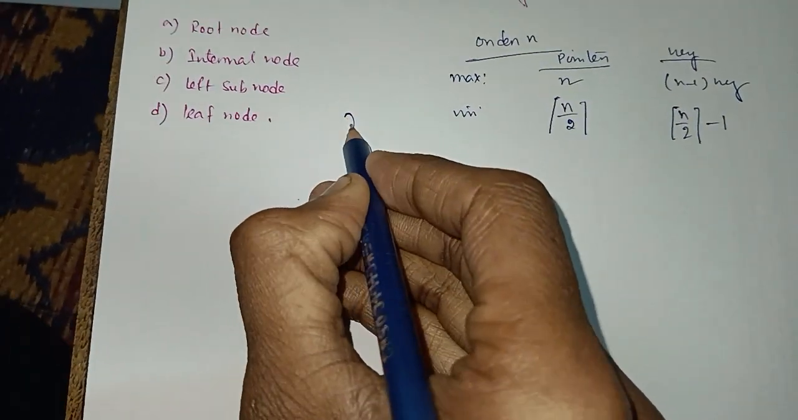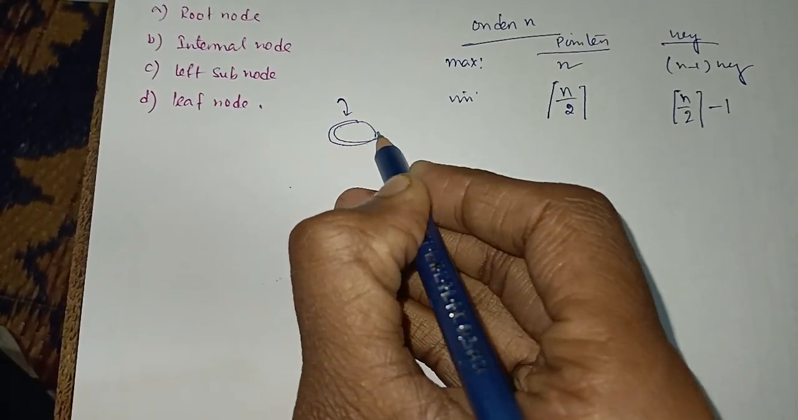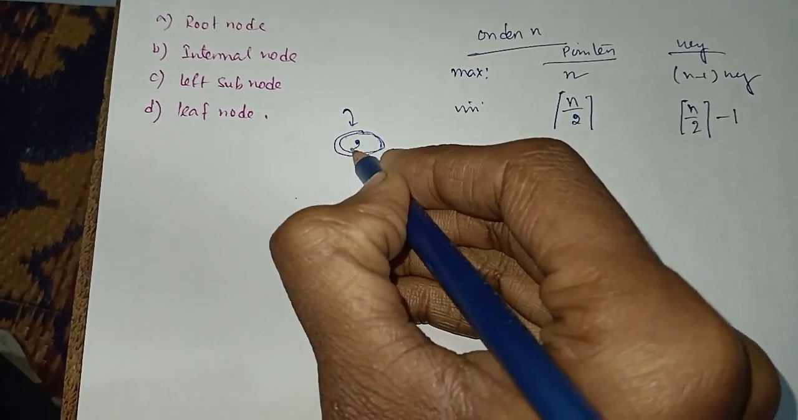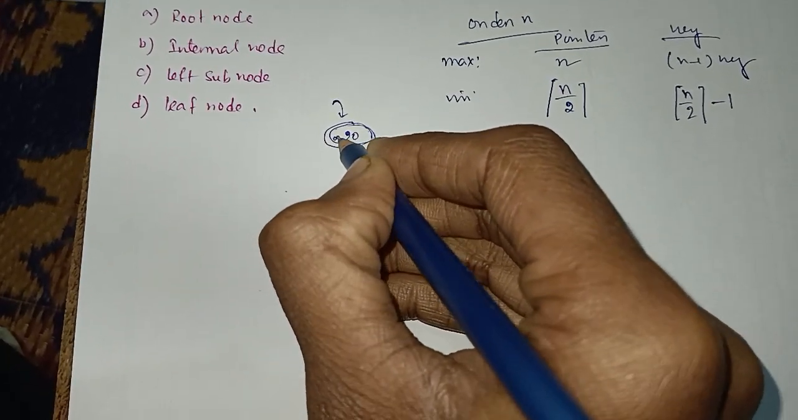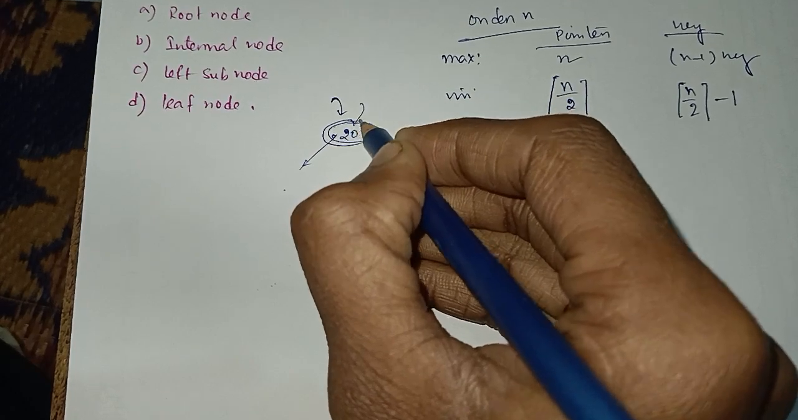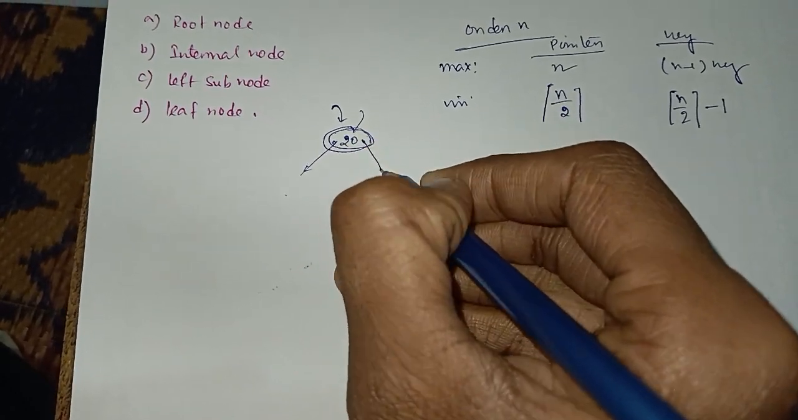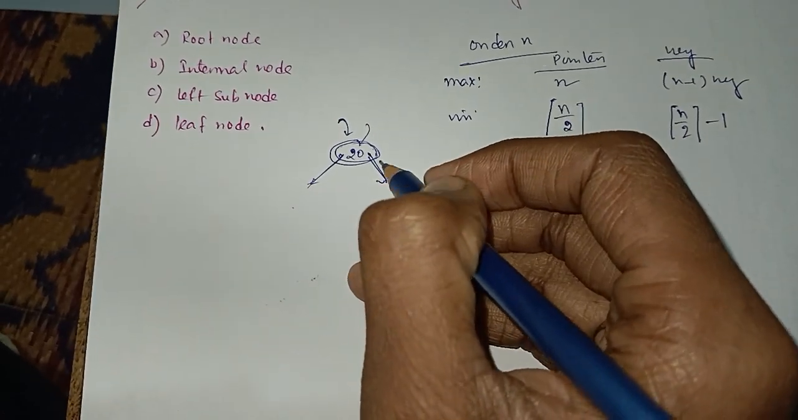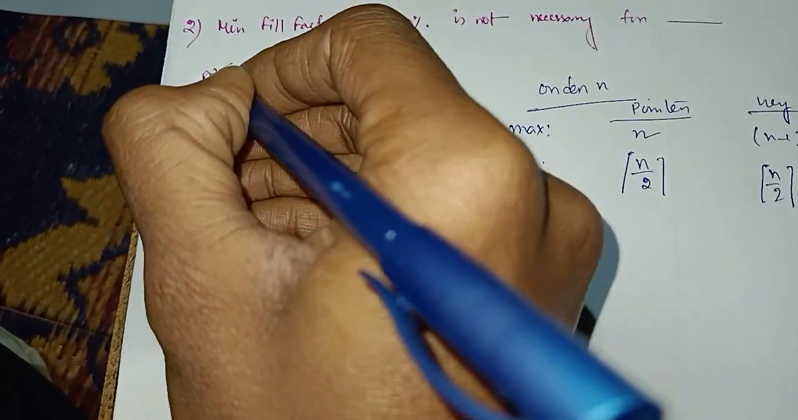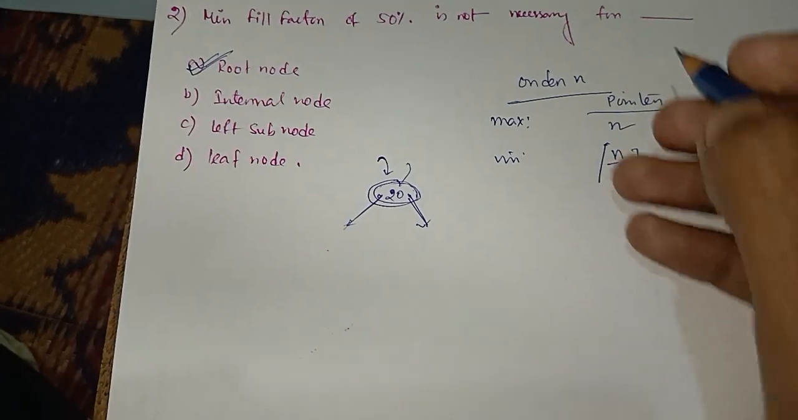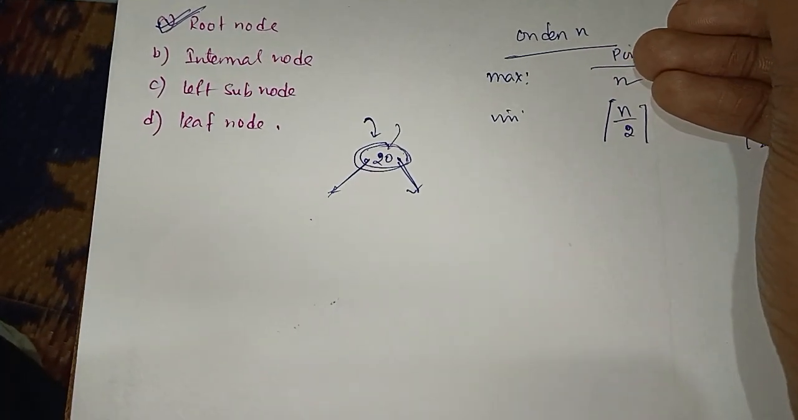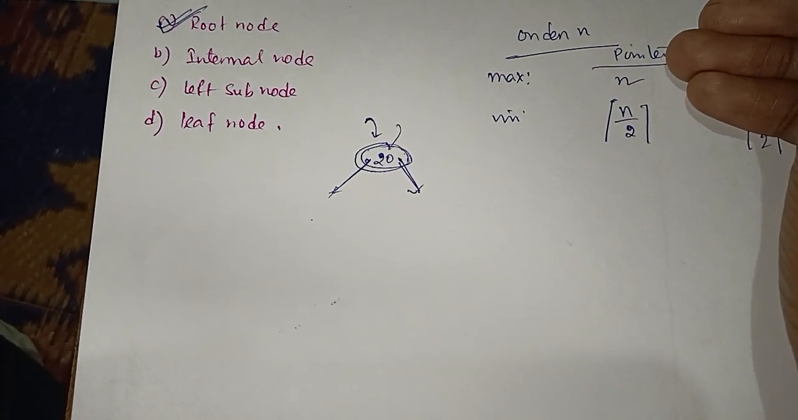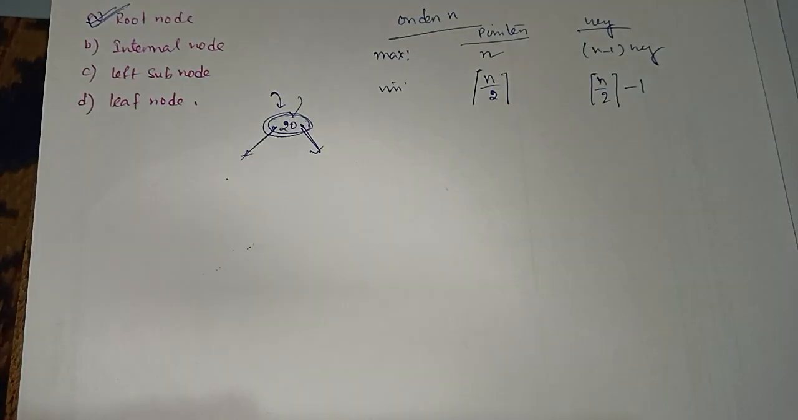If we take any node, if even one key value is present, we get one left pointer and one right pointer. So this is not always fully filled. So the answer of the given question is the root node. The root node is not necessarily filled all the time. So the answer of the given question is the root node.